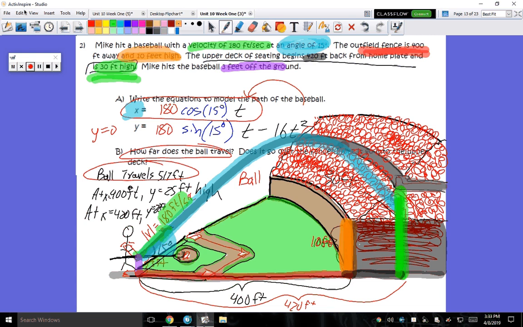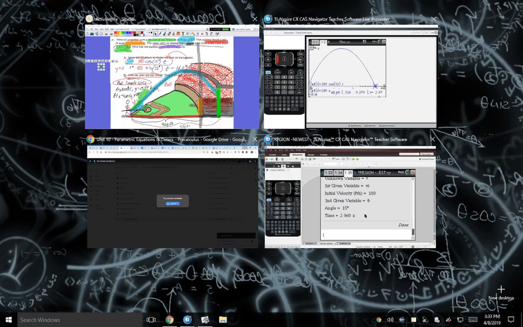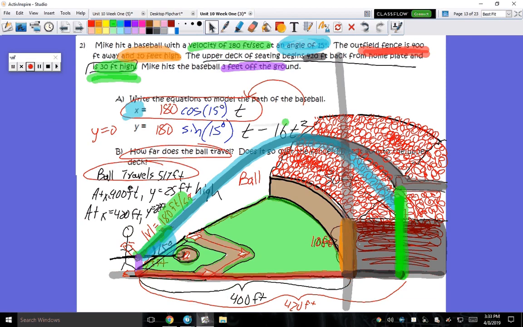Now the other part asked, does it go over the fence? So we need to find out when x has traveled 400 feet. When x has traveled 400 feet, that means it would reach this big old huge wall, if you will. Where's the ball? If I were to move this around, is the ball here, here, here? Where is it in relation to the trajectory?